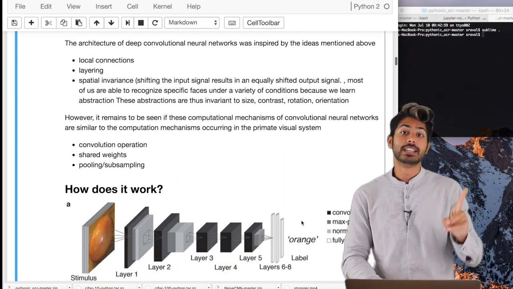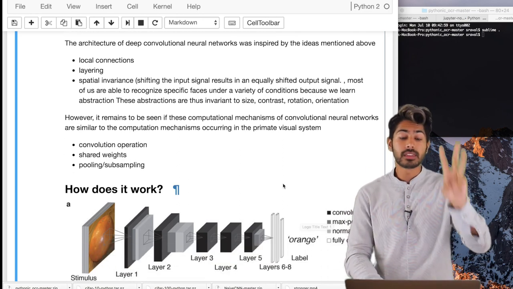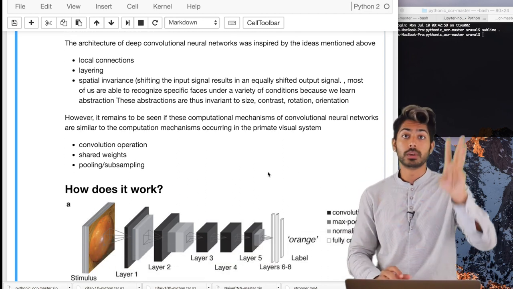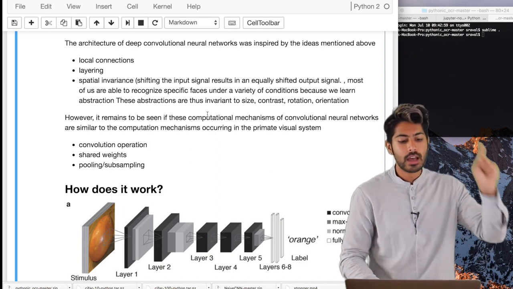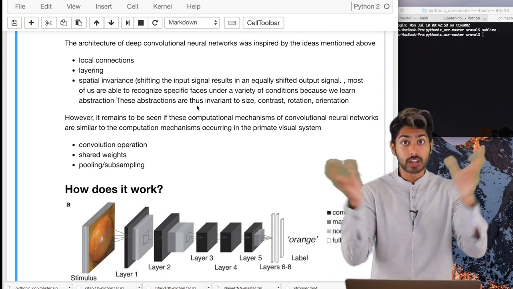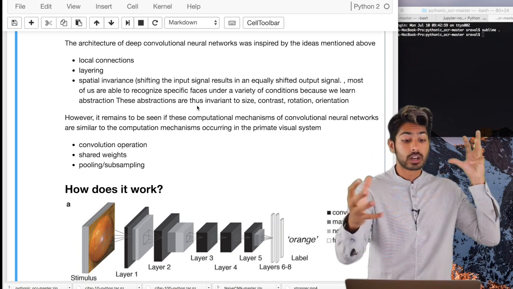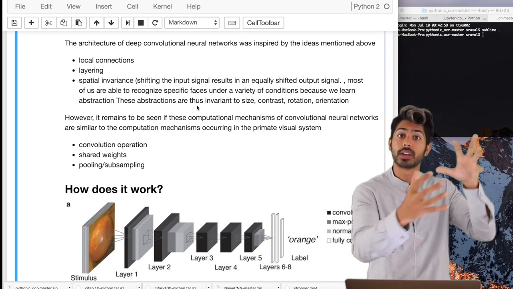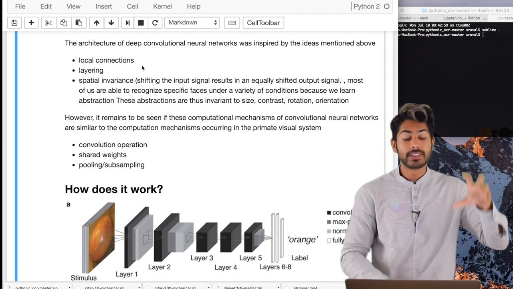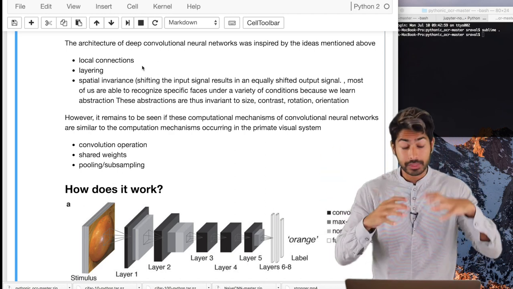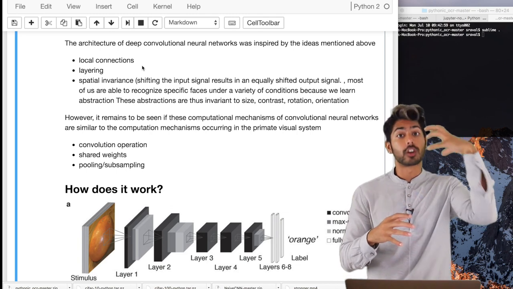He had the idea to be inspired by three features of the mammalian visual cortex. Local connections, meaning how each set of neurons in a cluster is connected to each other, and they represent some set of features. And then the idea of layering, how there's a hierarchy of features that are learned.